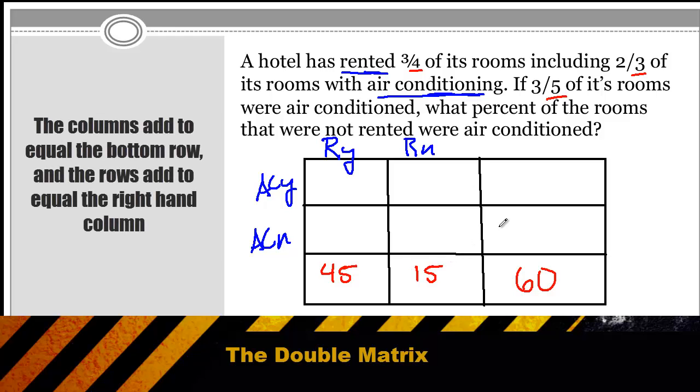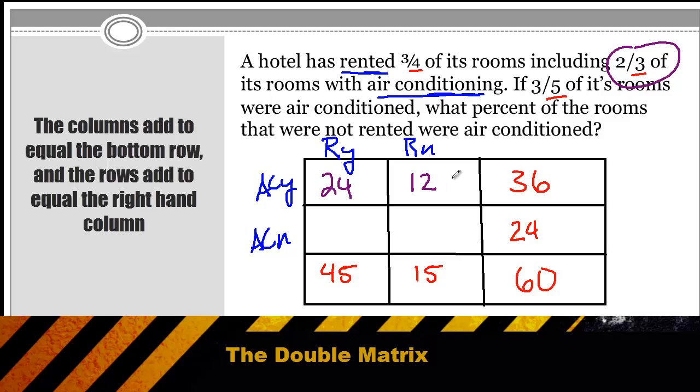Then it says 3/5 of its rooms were air conditioned. So 3/5 of 60, that's 36. So 36 air conditioned yes, which means 24 air conditioned no. And then they say they rented 2/3 of the air conditioned rooms. So that means in the rented yes and air conditioned yes goes 2/3 of 36 or 24. Which means the air conditioned yes but not rented must be 12.